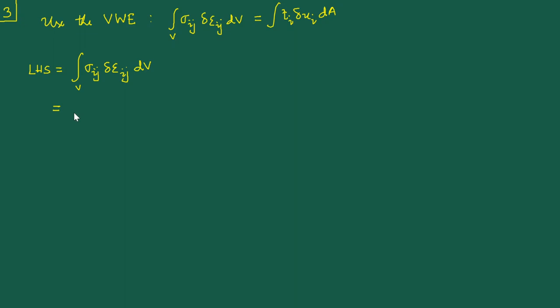Now please note that there will be no contribution associated with the terms involving sigma xx, sigma yy and sigma zz, because we have already found in the previous page that epsilon xx, epsilon yy and epsilon zz are zero. Furthermore, epsilon xy is also zero, so there will be no contribution from the term involving sigma xy. But we will have contributions from the terms with the subscripts yz and zx, and because there will be two such terms, from yz and zy, as well as from zx and xz, what we are going to end up with is twice sigma yz del epsilon yz plus twice sigma zx del epsilon zx.